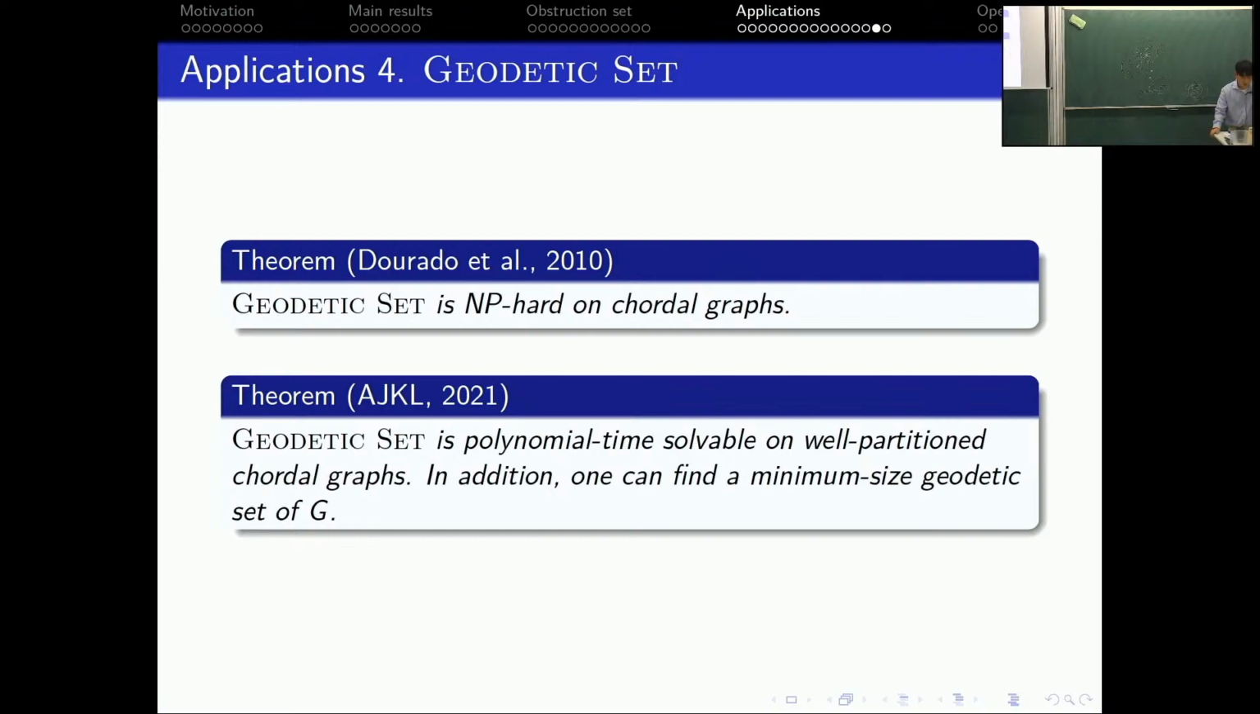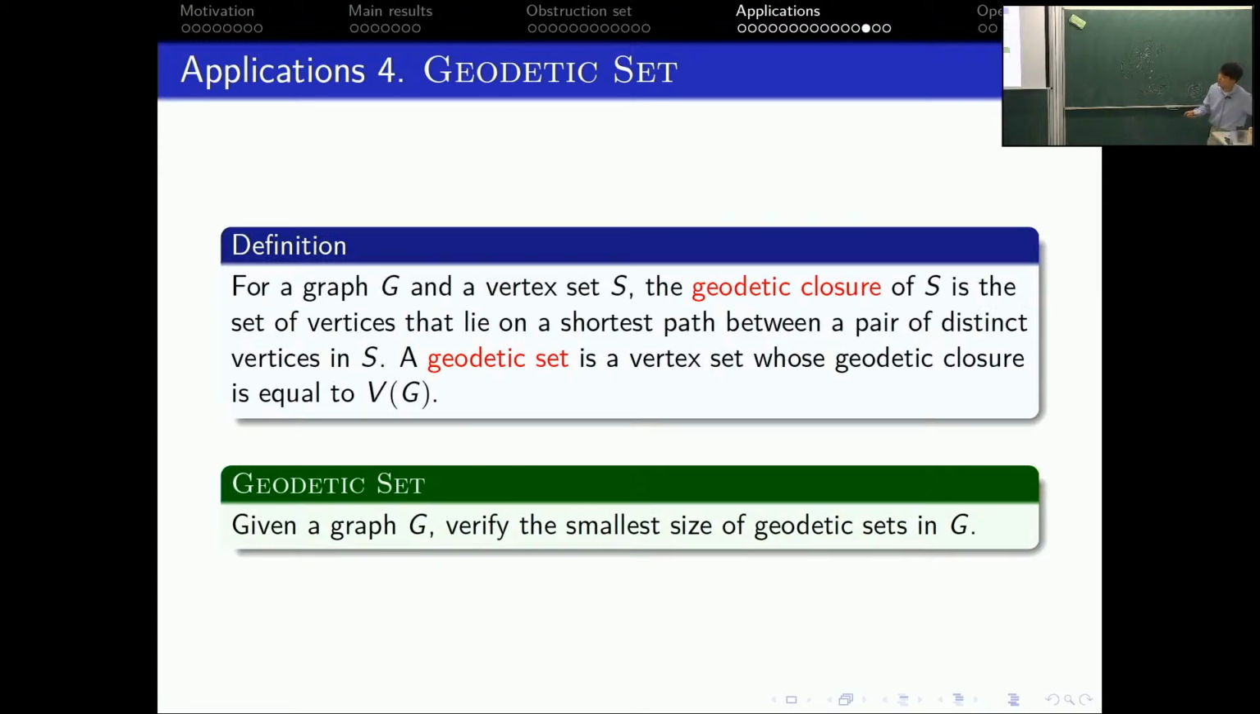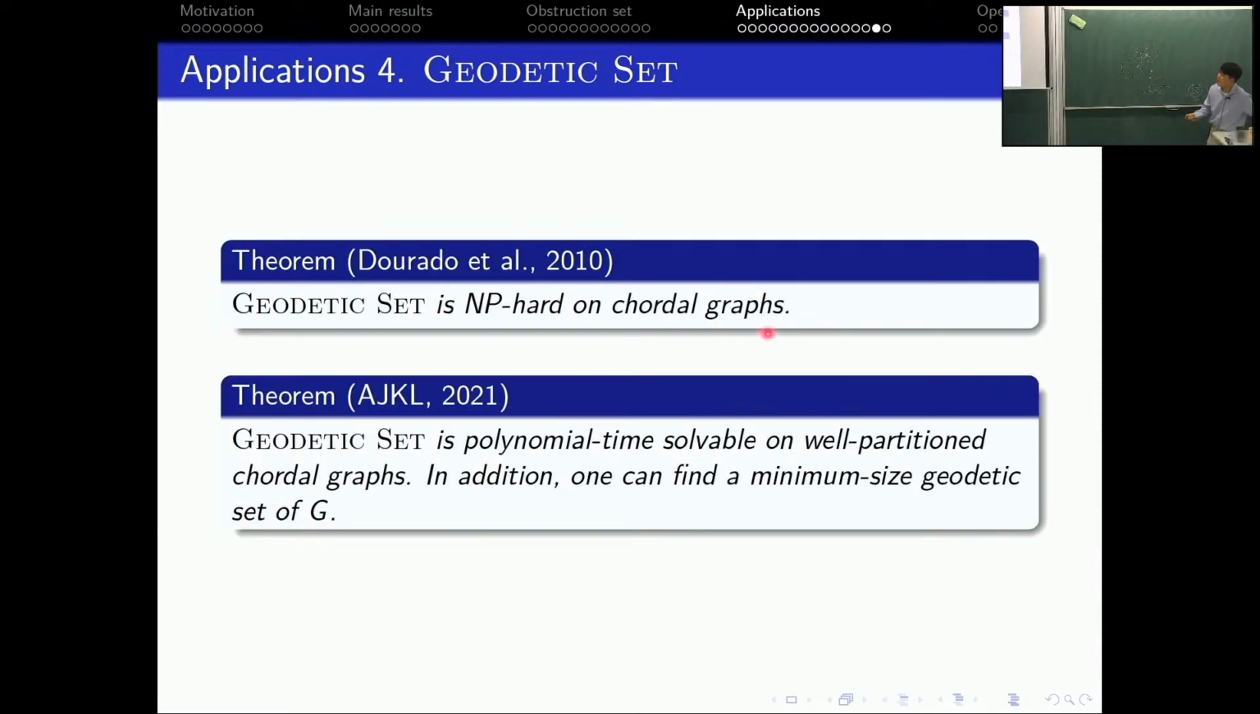And it is known that this problem is NP-hard on chordal graphs. But we show that geodetic set is polynomial-time solvable on well-partitioned chordal graphs. In addition, remind that the question itself just asks for the smallest size. But we show that we can actually find a minimum size geodetic set of G.